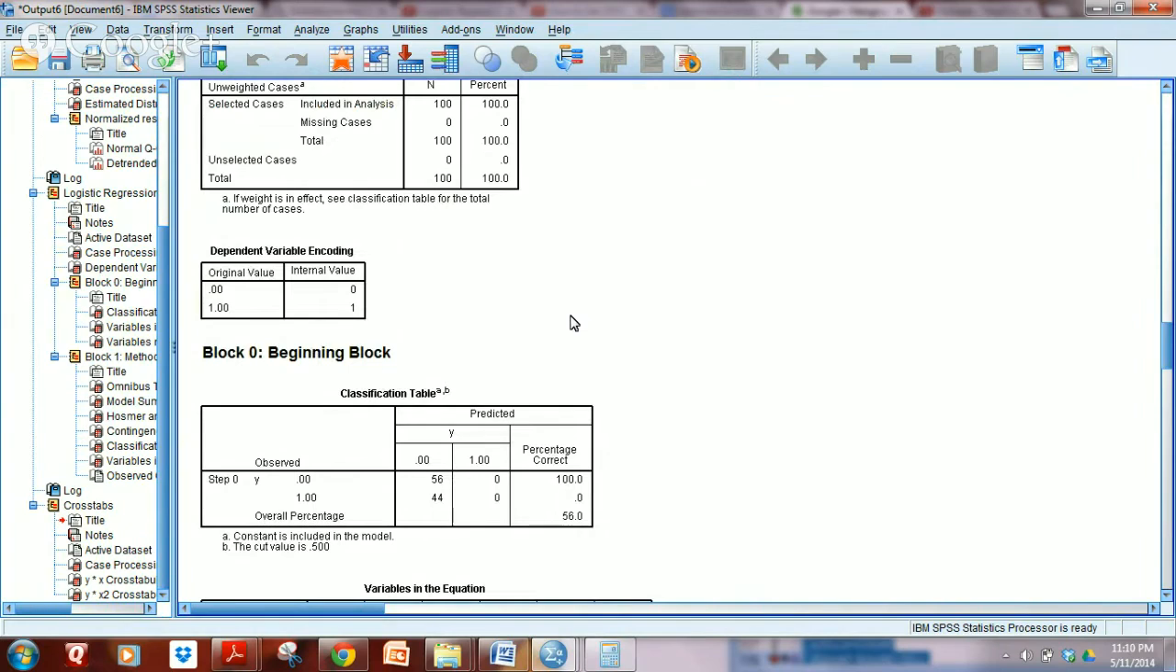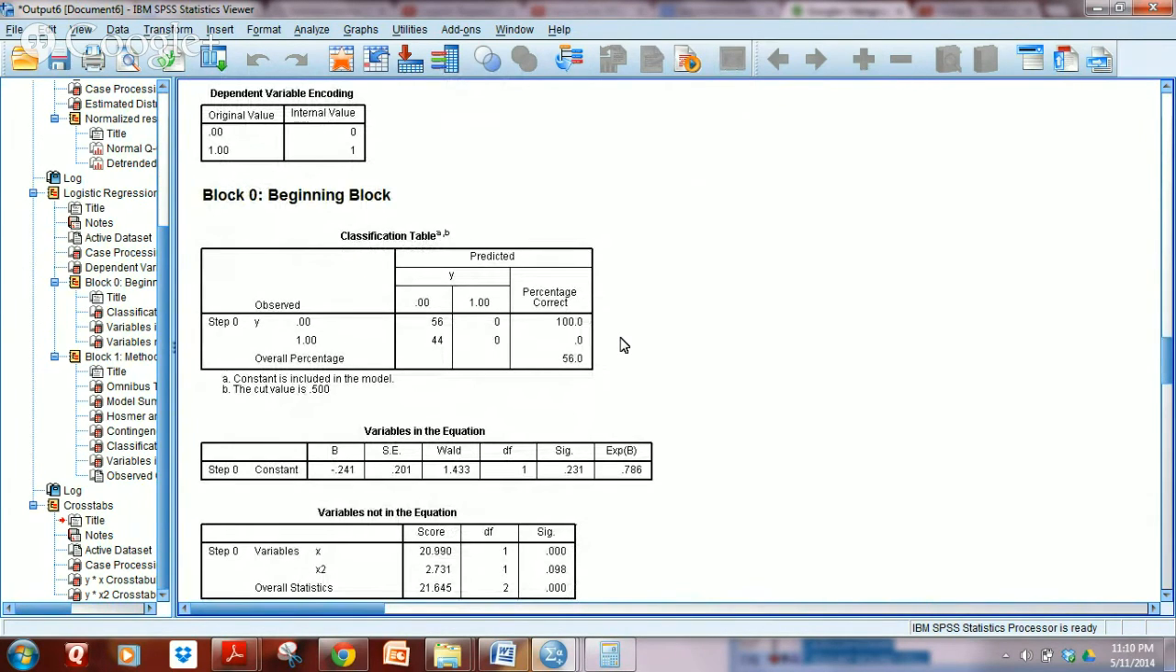So now we're going to be looking at block 0. Because this isn't hierarchical logistic regression, there's just going to be 2 blocks. There's going to be block 0 and block 1. Block 0 means that there are no predictive variables or independent variables in the model that are going to be depicted in this chart. So it's essentially an intercept-only model, or like the null. We're looking at the null, basically.